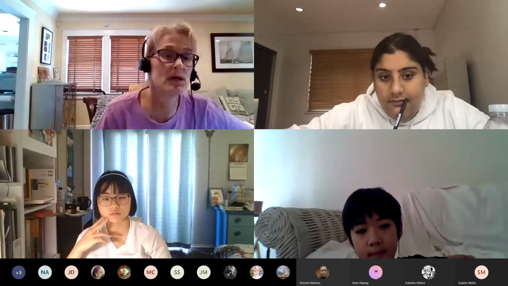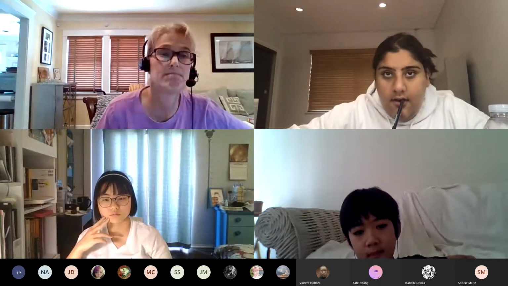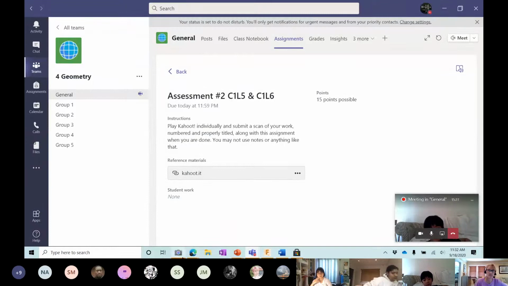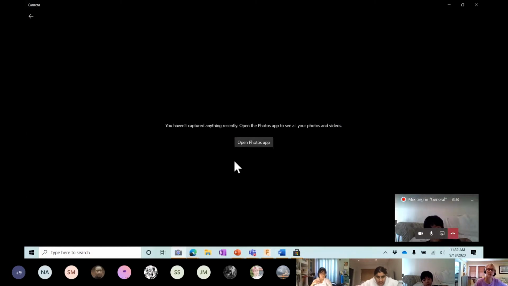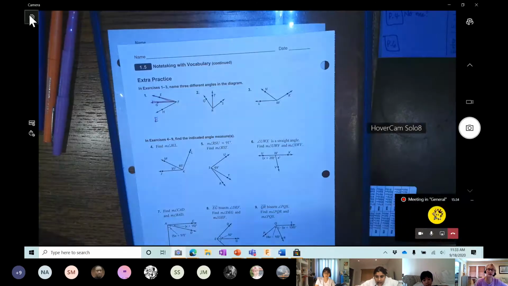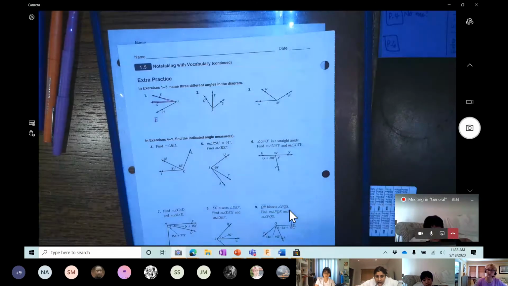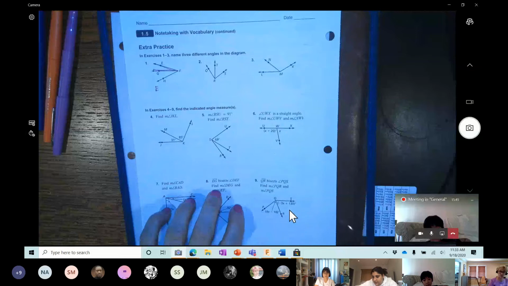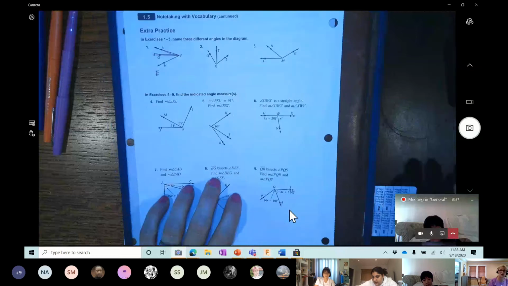Okay, so what we're going to do, like I said, is I'm going to get my camera on here. And I've got it under the screen. These are from your journal. And we're going to go through at least one of each type of problem, so you're not caught by surprise by the way the questions are asking them on Kahoot.